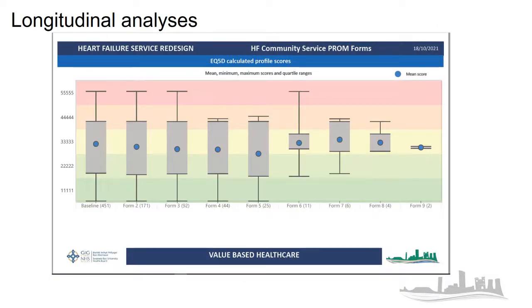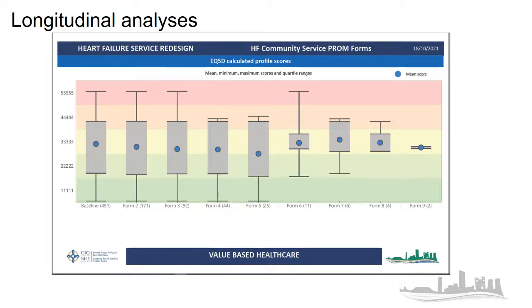So this is an example of a more advanced longitudinal analysis, and this is going back to where I started, the heart failure redesign project again. By now, what I've done here is I've moved to a box and whisker chart analysis, which shows the mean score with the blue dots and maximum and minimum, which are the whiskers that go above it, and the grey bars are the upper and lower quartiles, to give you a range of the responses we have.